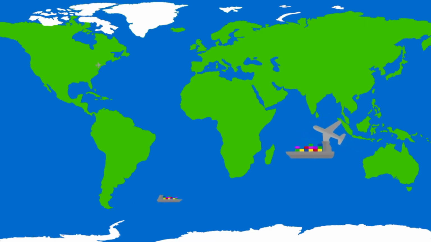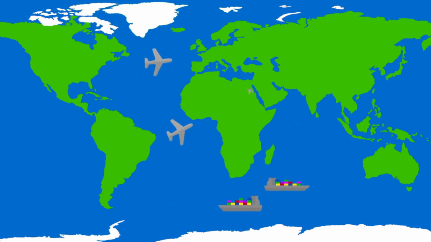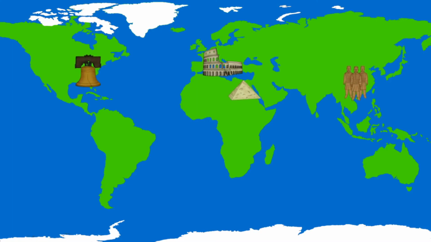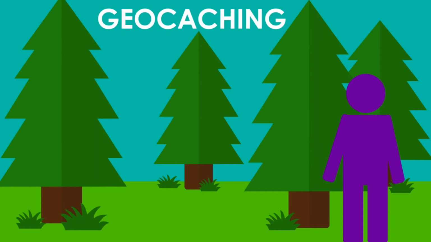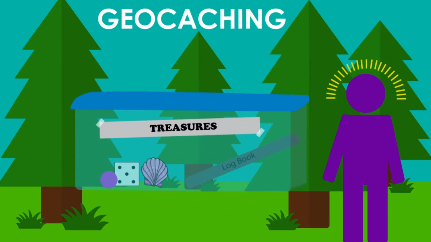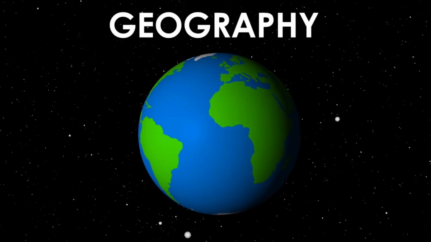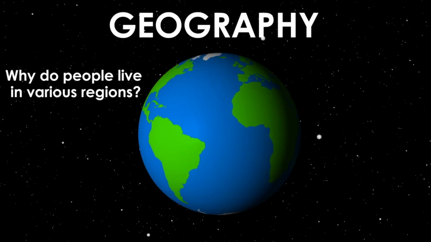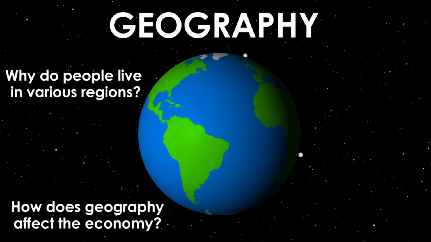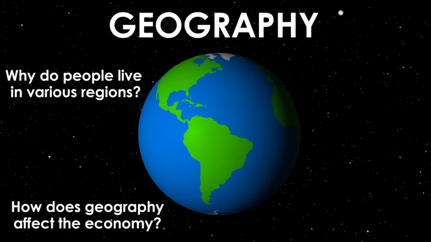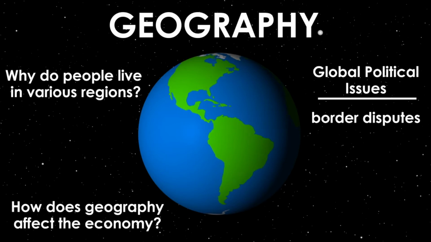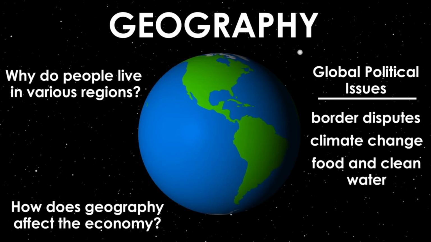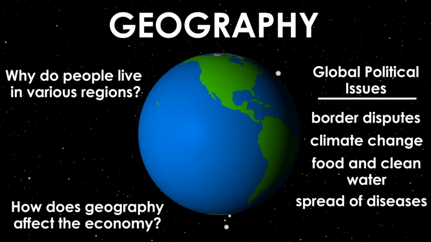People are using the lines to crisscross the world every day. Ships and airplanes need to use the coordinates to navigate the oceans and skies, while travelers use the lines of longitude and latitude to find specific landmarks. You can use the lines of longitude and latitude in your own community to go geocaching to find treasures hidden where you'd least expect it. Studying geography allows us to understand the reasons people live in various regions, how physical features affect the economy of communities, and on a larger scale, global political issues like border disputes, climate change, access to food and clean water, and the spread of diseases, just to name a few.